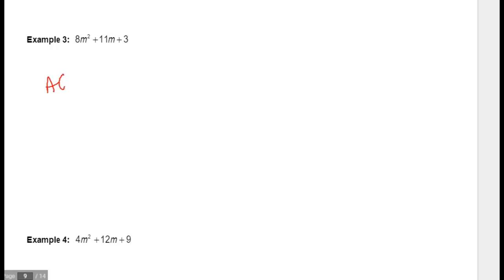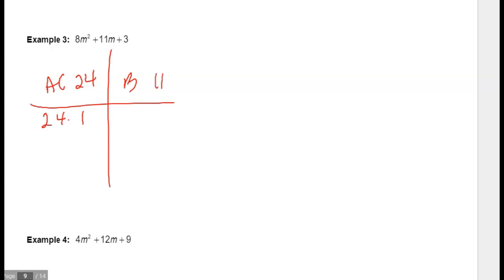Okay, my A times C in this case is 24, and my B is 11. So 24 times 1 adds to get 25. 12 times 2 adds to get 14, so I'm closer. 3 times 8. So notice I'm going in a sequential order so I don't miss any of my factors. 8 times 3 is 24. They add to get 11.